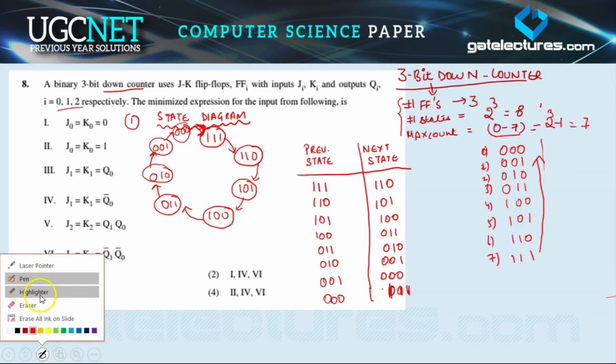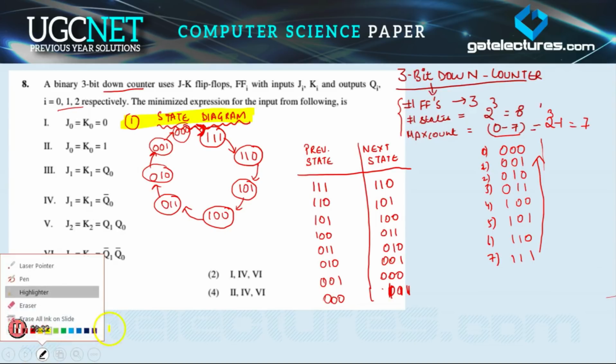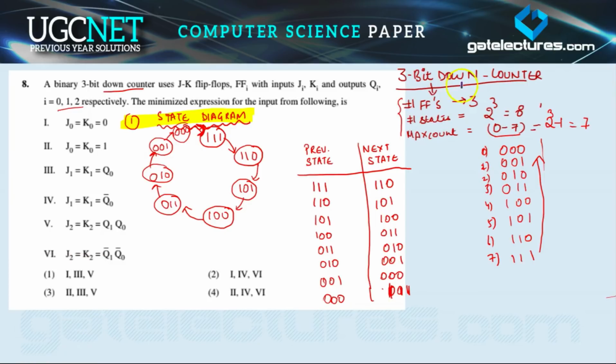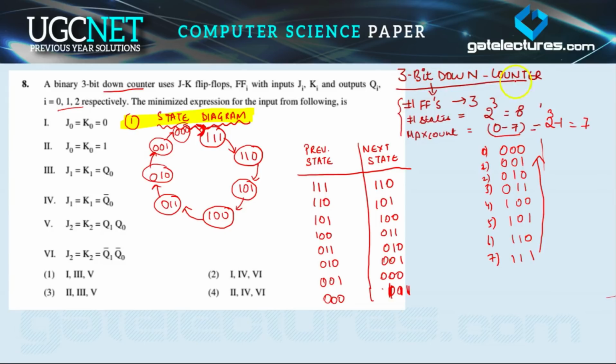So this is your first step. I'm just highlighting the first state. If this is a 3-bit down counter, then the number of flip-flops is according to the bits you are using. So 3 bits means 3 flip-flops, as 1 flip-flop is able to store 1 bit. Number of states: how many states are you going to use? 2 raised to power n, where n is the number of bits you are using. So 2 raised to power 3 is 8.